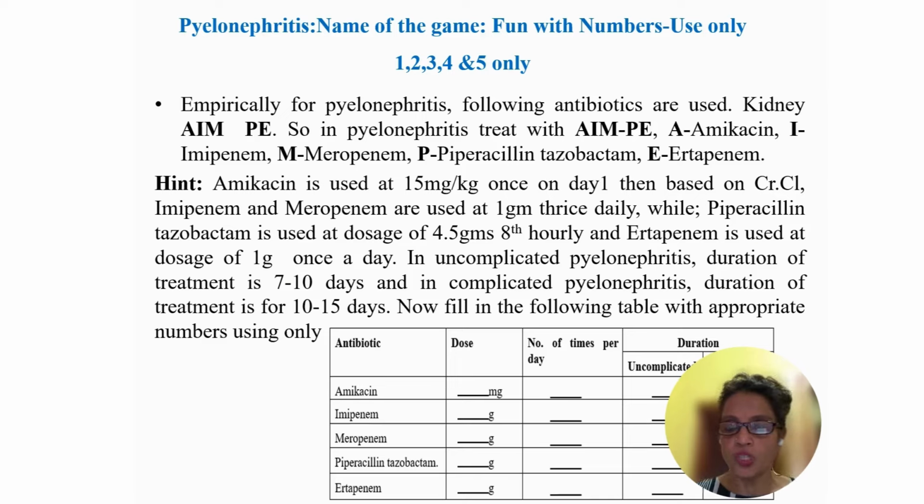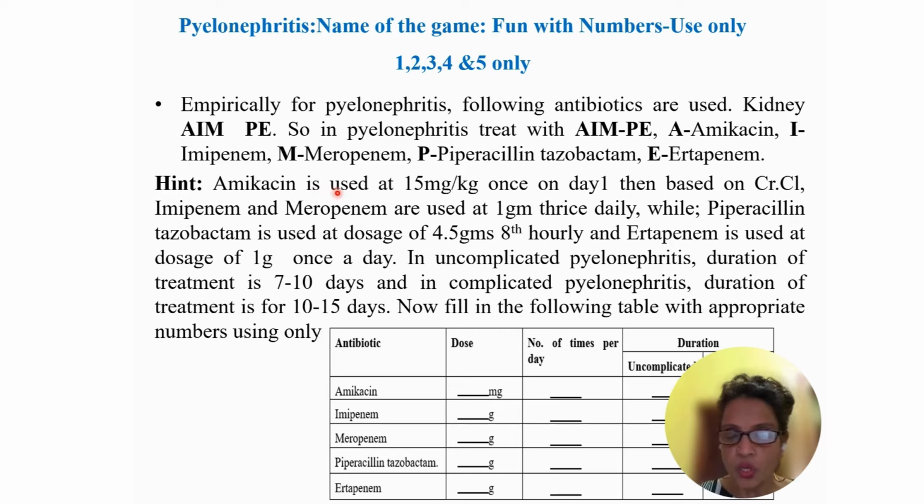Now, I have given you the names of the antibiotics useful in the empirical treatment of pyelonephritis. And the next puzzle is the number puzzle or fun with numbers. Now, I'm going to give you the dosage of various antimicrobials useful in the treatment of pyelonephritis. And making use of these clues, you have to fill up this table. Here the first column says the antibiotics and then dosage and the number of times per day and the duration.